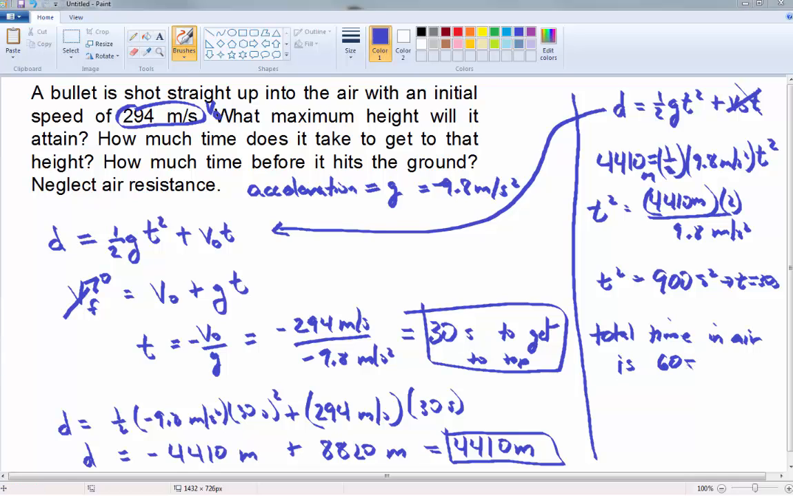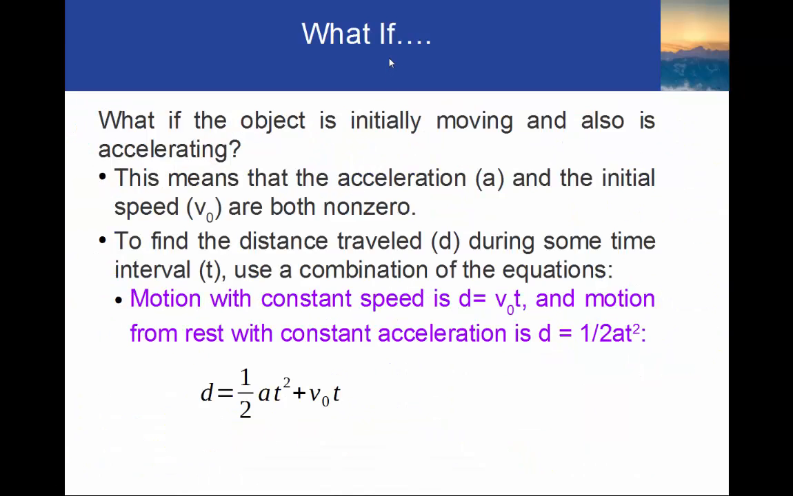What we've done here is essentially make use of this fact that you have an object which is initially moving. That is, the bullet has an initial upward velocity, and it has a uniform acceleration. And so in order to figure out how far the bullet travels in a given amount of time, what we do is we combine the equation for distance traveled versus time with constant speed, and we combine that with the distance versus time for constant acceleration that started at rest, in other words, starting with zero speed. And so that combination gives you that the distance is 1/2 of the acceleration times the time squared plus the initial speed times the time.